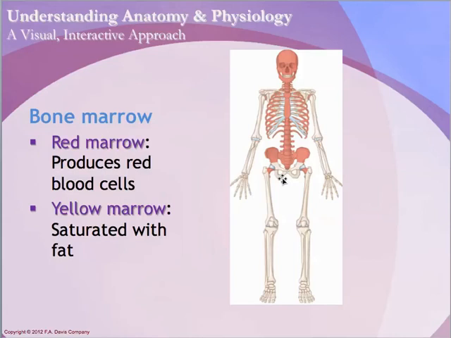In the cases of severe or chronic blood loss or anemia, yellow marrow can actually change back to red marrow to, again, start producing those red blood cells that we need. But it doesn't happen very often. Someone has to be really chronically low with their red blood cells.